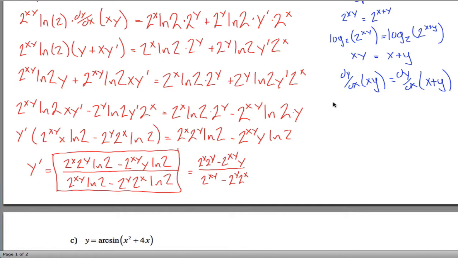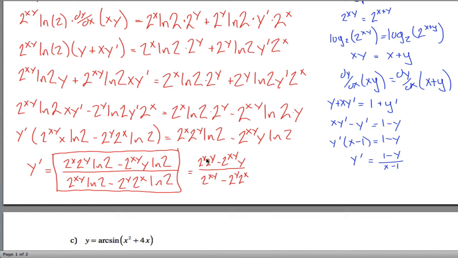This derivative using the product rule is derivative of x is just 1 times y plus x y prime. Derivative of x is 1, derivative of y is y prime. Get all the y primes together, you get xy prime minus y prime equals 1 minus y. Factor out y prime, x minus 1. What you get is that y prime is equal to 1 minus y over x minus 1.